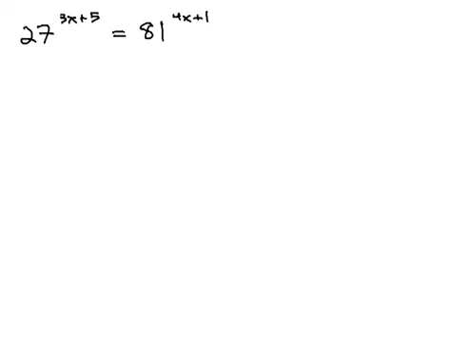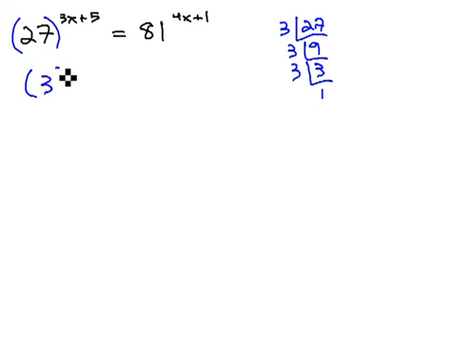Right now, we don't have the same base, so we're going to factor 27 and 81 and see if they give us the same base. 27 is divisible by 3 9 times, which is divisible by 3 3 times, which is divisible by 3 once. So 27, I'm going to put it in parentheses with the exponent on the outside. 27 is 3 to the third power, and we have 3x plus 5 outside of it.